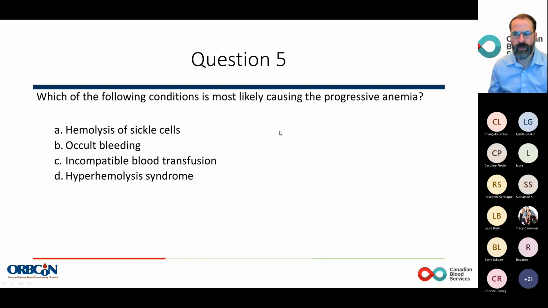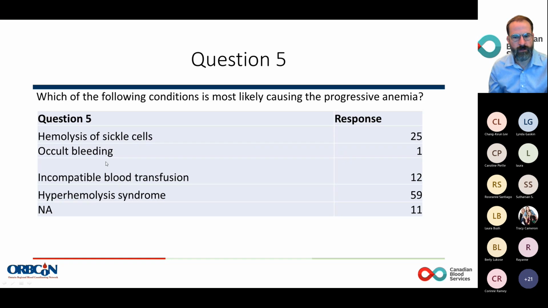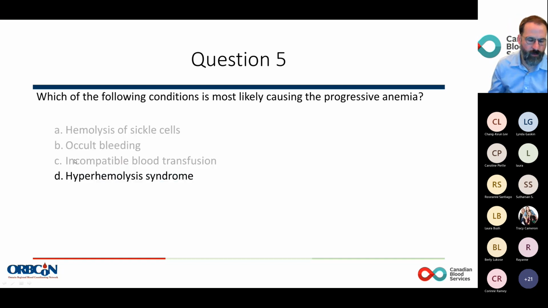So which of the following conditions is most likely causing progressive anemia? Hemolysis of sickle cells, occult bleeding, incompatible blood transfusion, or hyperhemolysis syndrome. In terms of responses here, we had most people picking hyperhemolysis syndrome. Next most common answer being hemolysis of sickle cells, and then incompatible blood transfusion being suspected. So I think hyperhemolysis, as we went through in the other questions, probably is the best answer here.